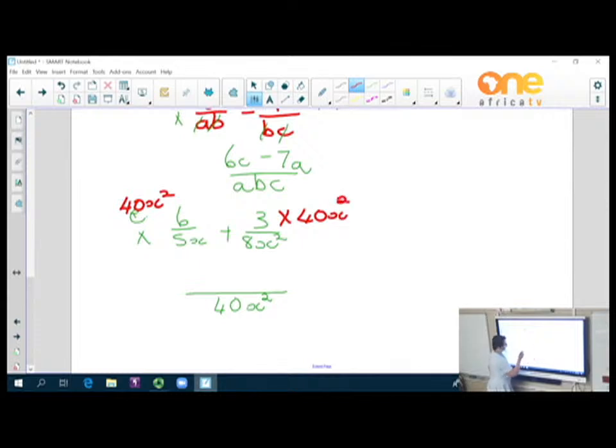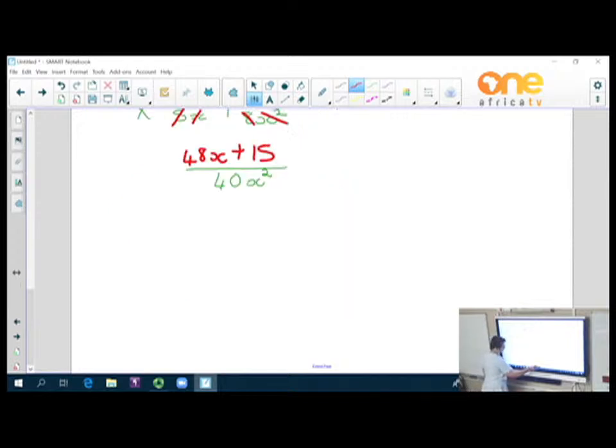I multiply with the LCM and cancel, and there 1x will remain. So it's 48x. Here 8 divides into 40 5 times. The x's will cancel out, so plus 15. That's unlike terms, so that is your answer. You cannot do anything further there. Number F.